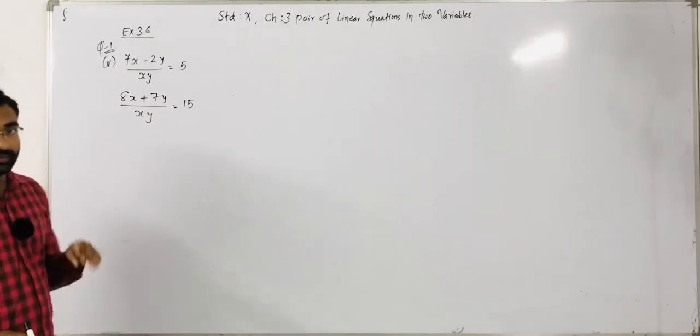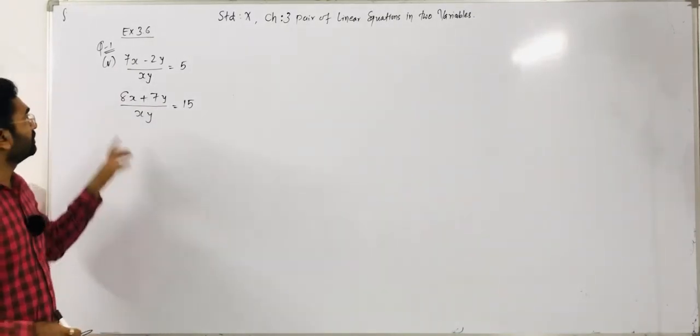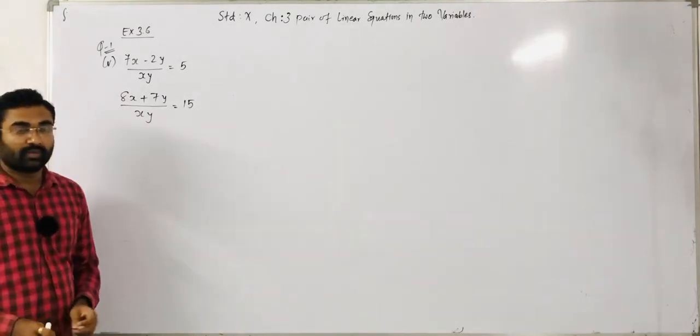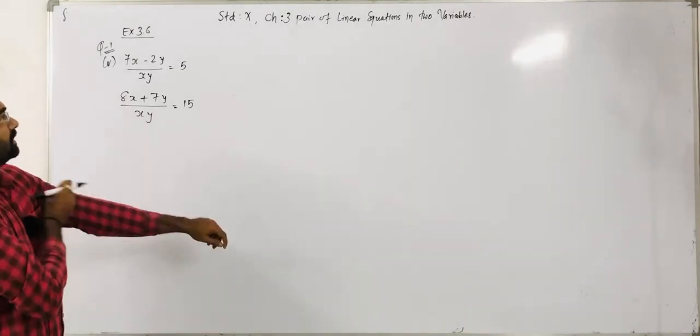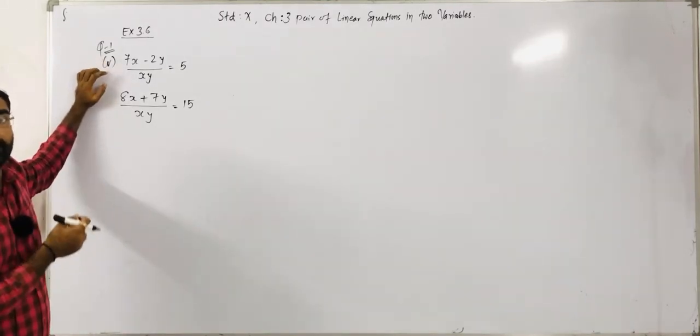Question numbers 1 to 4 we already solved in our previous period. Now, question number 5 onwards we have to solve today. So first of all, in question number 5, whatever equations are given, we have to convert into a linear pair of equations.